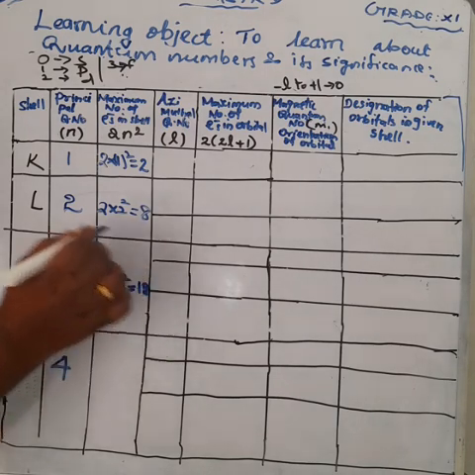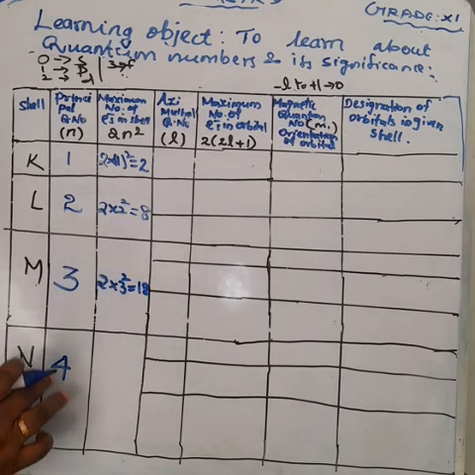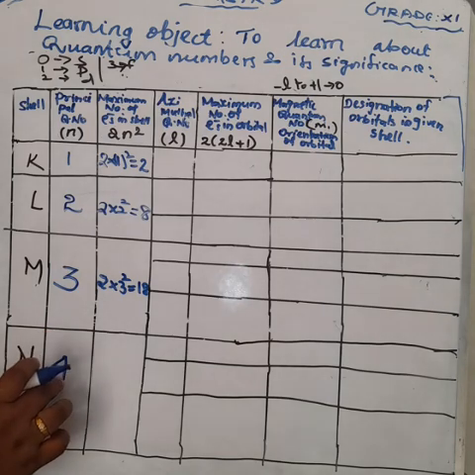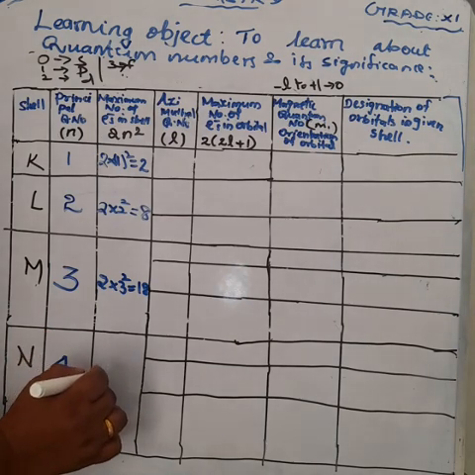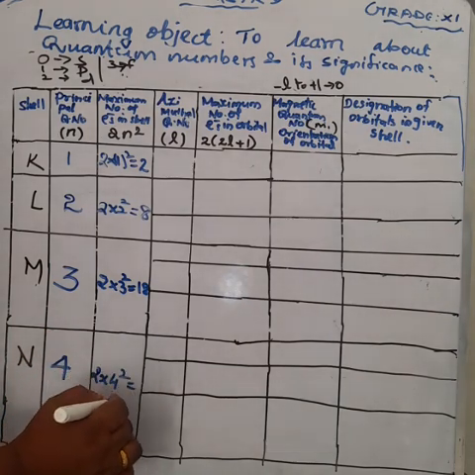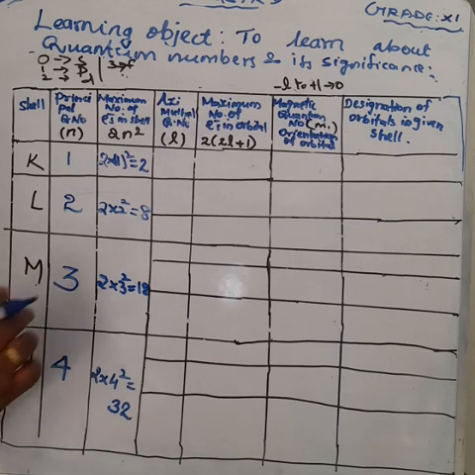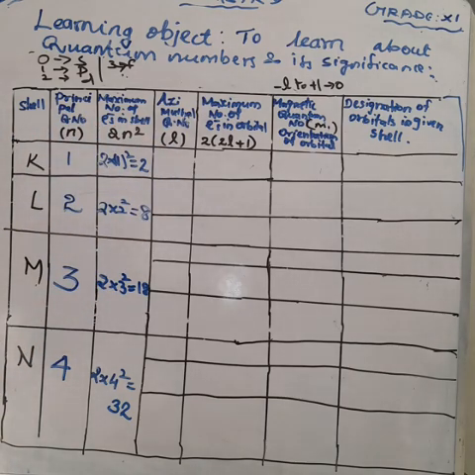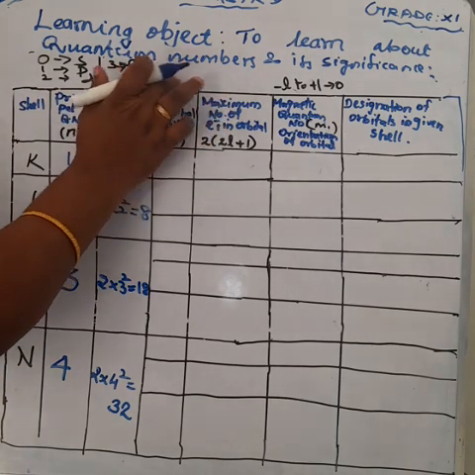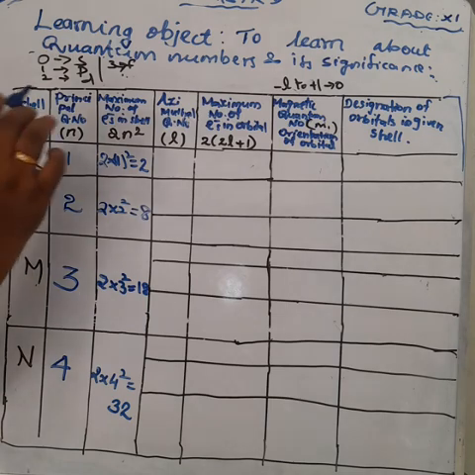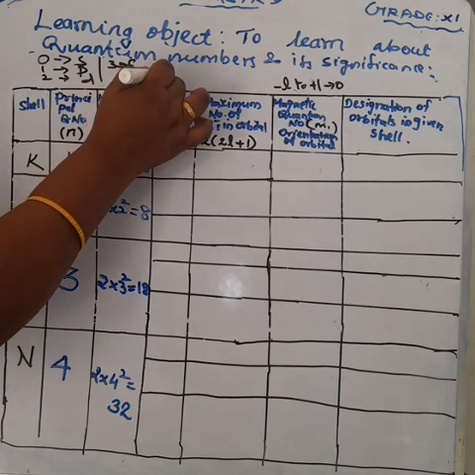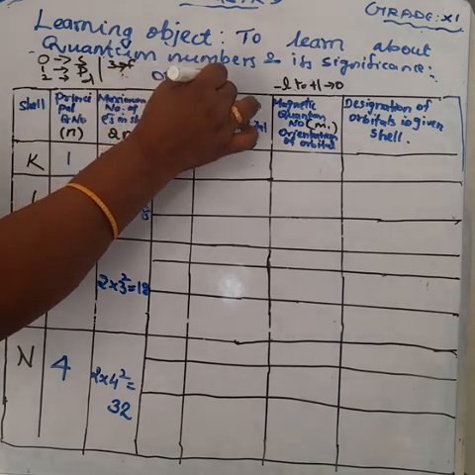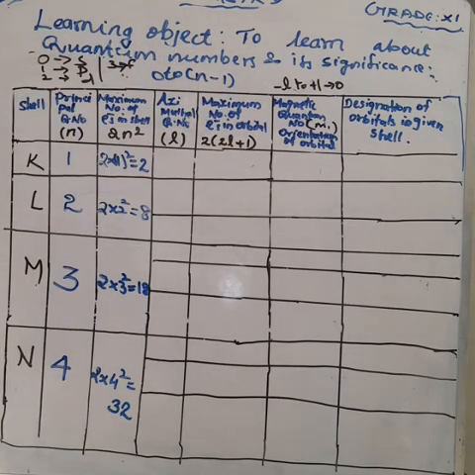And finally, the last n is equal to 4. So 2 into 4 square is equal to 32. This is about the principal quantum number. And secondly, we can study the azimuthal quantum number. For the azimuthal quantum number, the integral values start from 0 to n minus 1.